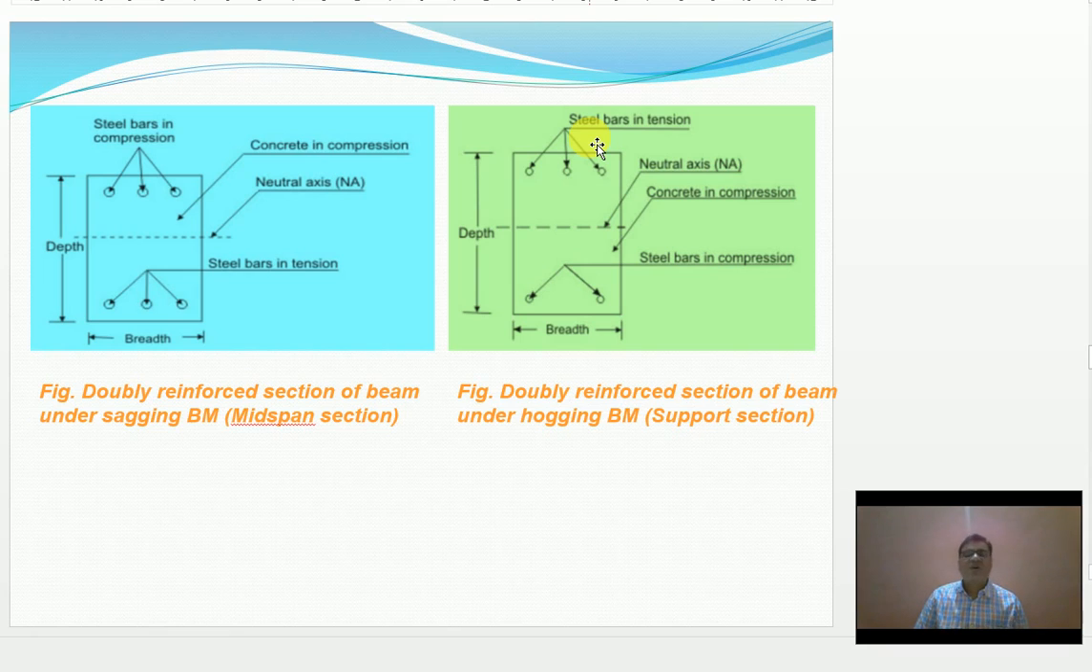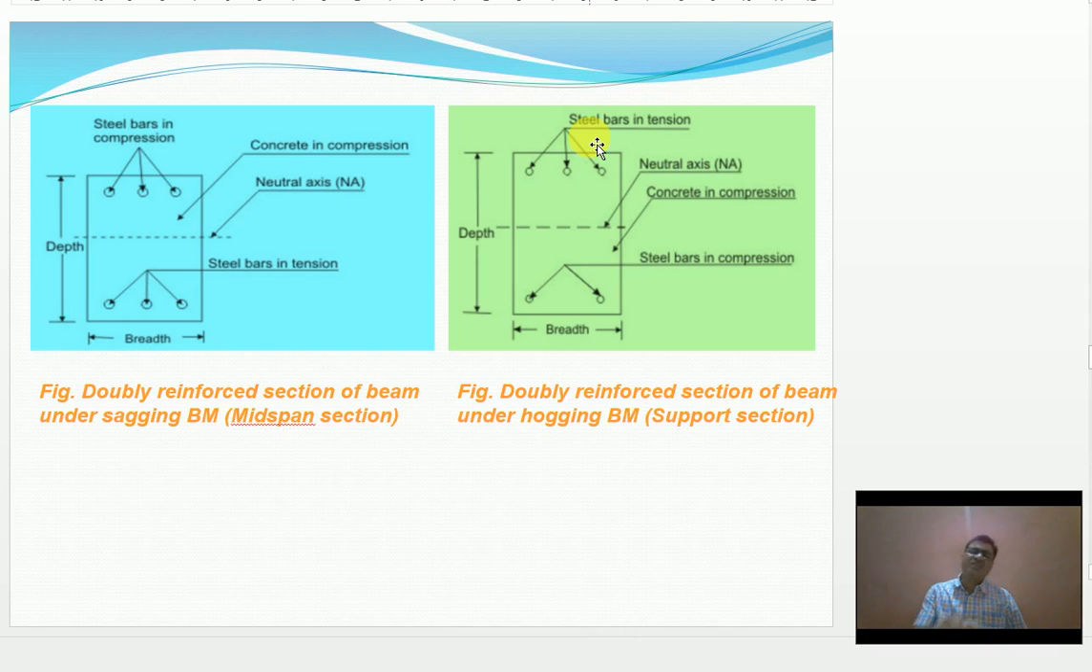Why do you need such beams? There are certain conditions when you cannot increase the depth of the beam. When your dimensions are restricted, at that time we need to provide a double reinforced section. That means we provide additional steel on the compression side, which reduces the depth of the beam. We'll see this in detail while dealing with double reinforced sections.